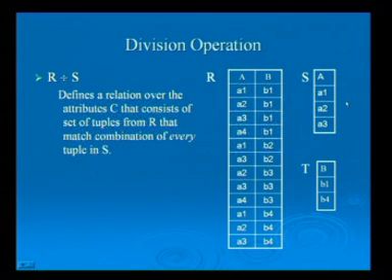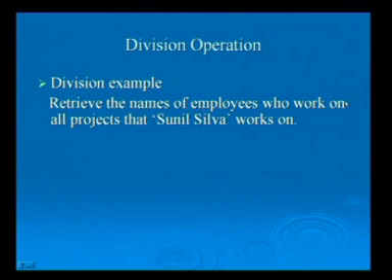Now, I am going to illustrate an example of the division operation. This is the example that I selected. What we want to do here is to retrieve the names of employees who work on all projects that Sunil Silva works on. Not only on one or two projects, we want the names of employees who work on all projects that Sunil Silva works on. For example, if Sunil Silva is working on 5 projects, we want these employees to work on all those 5 projects.